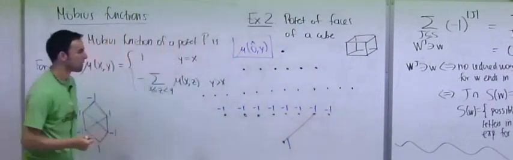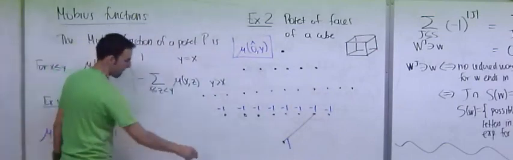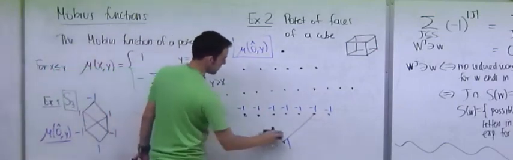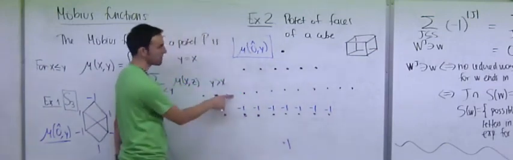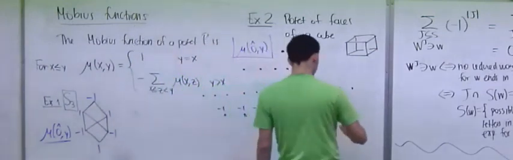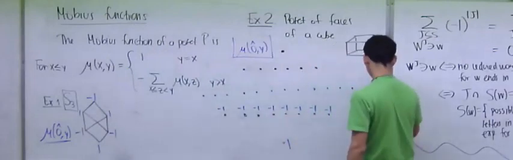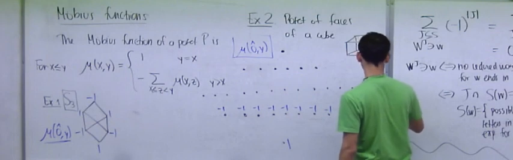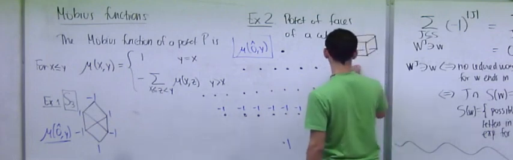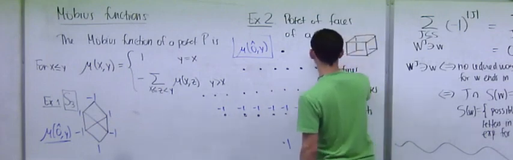Okay. Now, what about one of these guys? So these guys, make sure you remember. So this is the empty set. These are the vertices. These are the edges. These are the two-dimensional faces. And this is the whole cube.